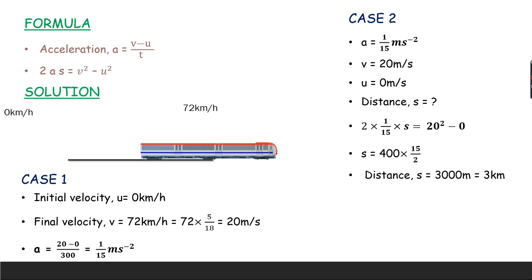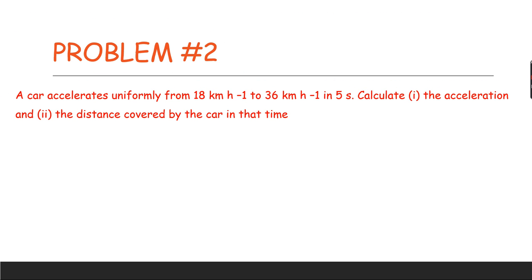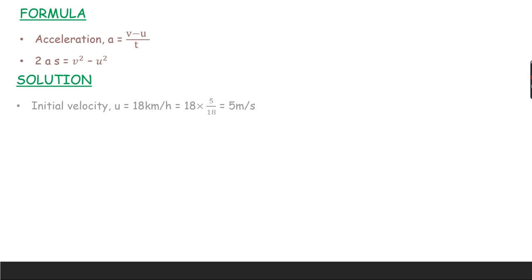So let us see our next problem, which says that a car accelerates uniformly from 18 km per hour to 36 km per hour in 5 seconds. Calculate the acceleration and the distance covered by the car in that time. So it is the same situation. So it is given that we have initial velocity and the final velocity, and time here is 5 seconds. We have to find the acceleration and distance covered. The formula is the same, and the solution now.